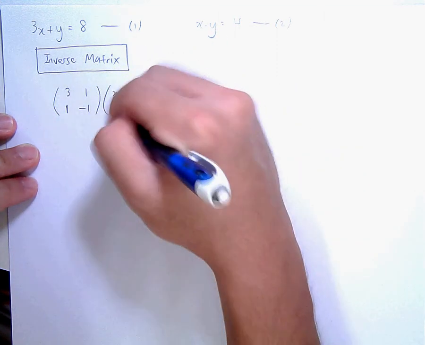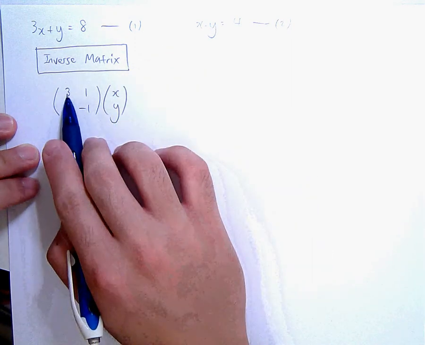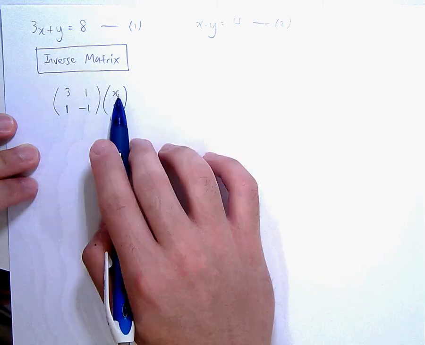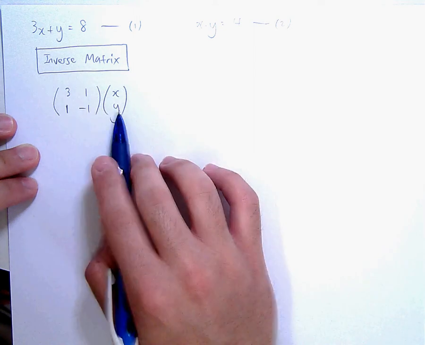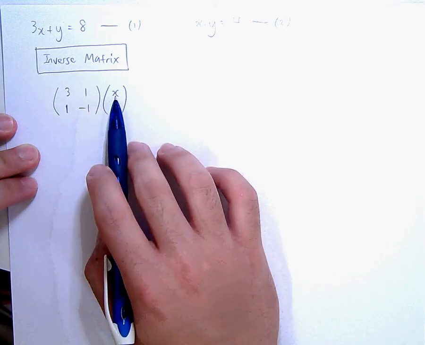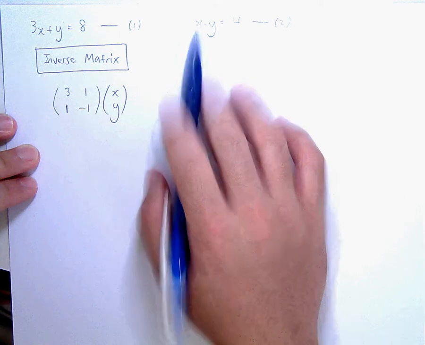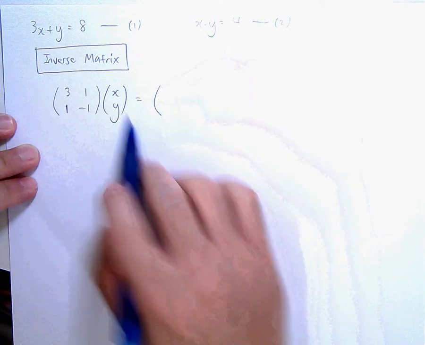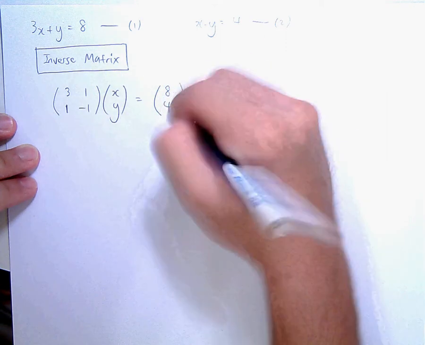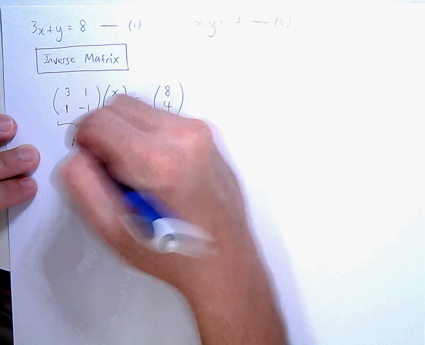Let me just explain how I get these two matrices. 3 times x, just recall how you do your multiplication for matrix. 3 times x plus 1 times y will give me the left hand side of equation number 1. And 1 times x plus -1 times y will give me the left hand side of equation number 2. Let us put the right hand side of both equations into this matrix. And then I'm going to call this matrix A.